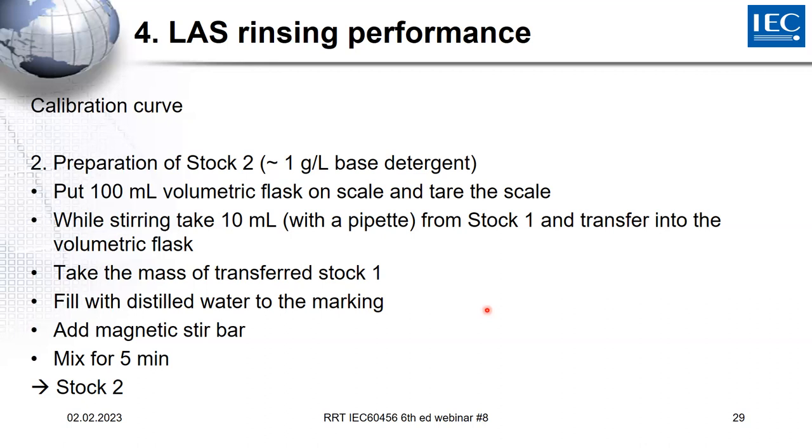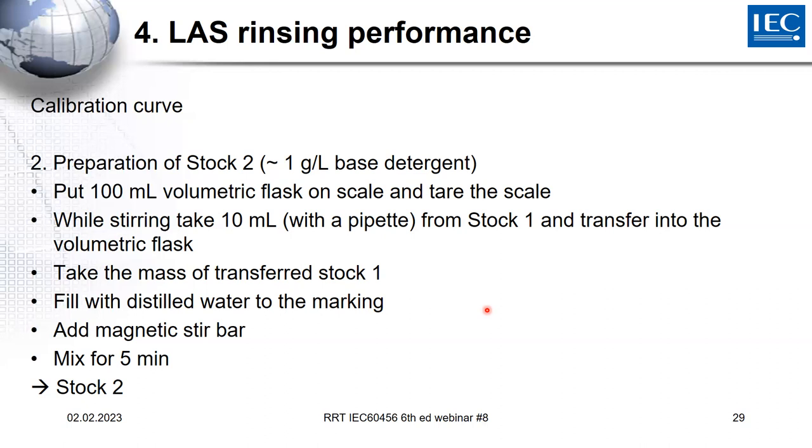And then you fill this flask for the stock two solution with distilled water to the 100 milliliter marking. You add a magnetic stirrer and you mix it for 5 minutes on a magnetic stirrer. And then you have the stock two solution.